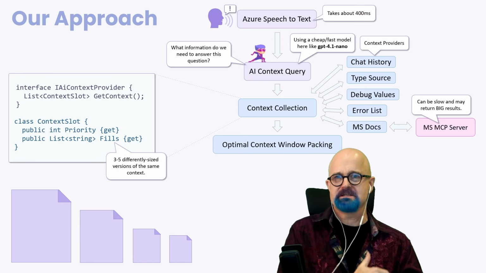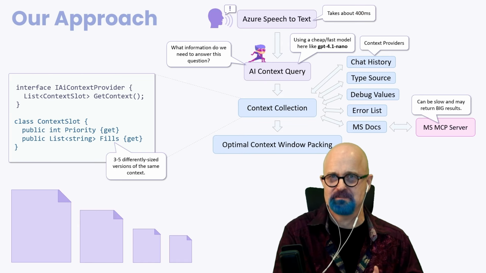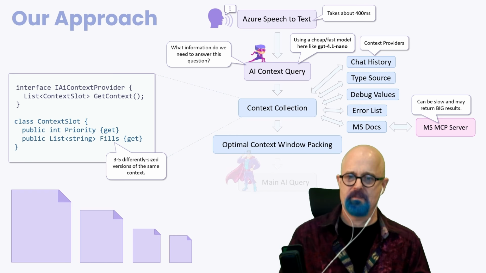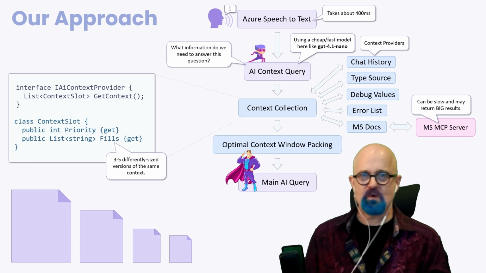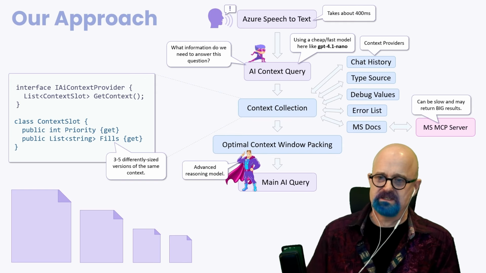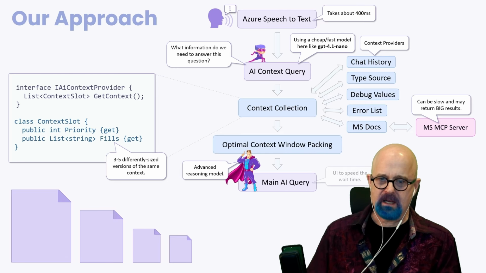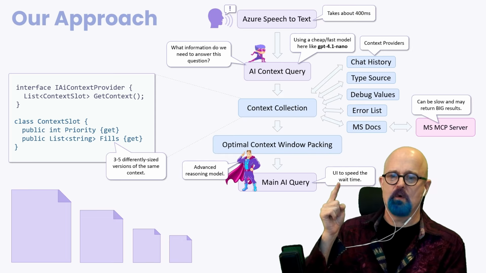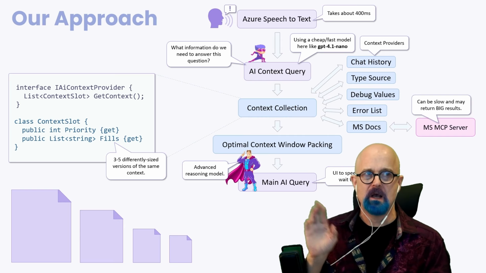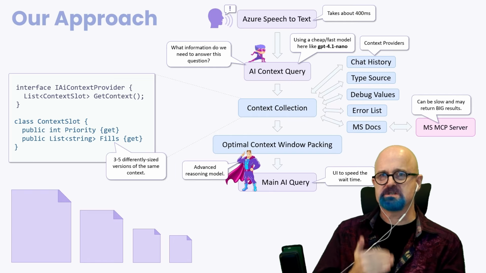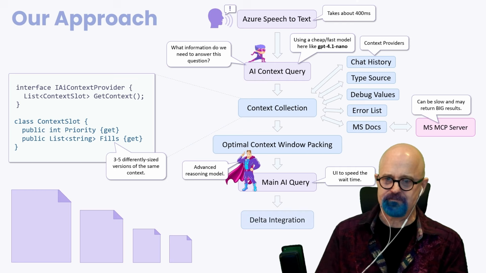So you can't even say, here's the list of all my types, for example, right? So we have to be very clever about how we're going to pack that context window. Once we get it packed, we send it to our main advanced reasoning model, our main AI query. We're going to add some UI here to speed up the wait time. So we'll do some animation. We'll have maybe some audible feedback during this time so that the perceived wait time seems less.